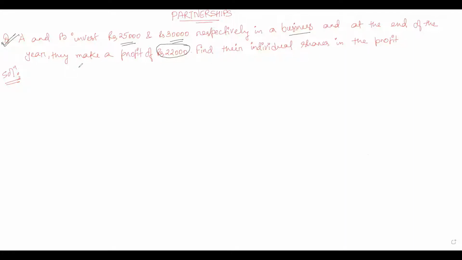So in this case, both A and B are investing for the same time period. So this profit would be divided in the ratio of their investment. So the ratio of their investment would be 25K and 30K. So this would be simply 5:6. So we can say that A's profit would be simply 5 out of total part, which is 11 times of the total profit, which is 22K.